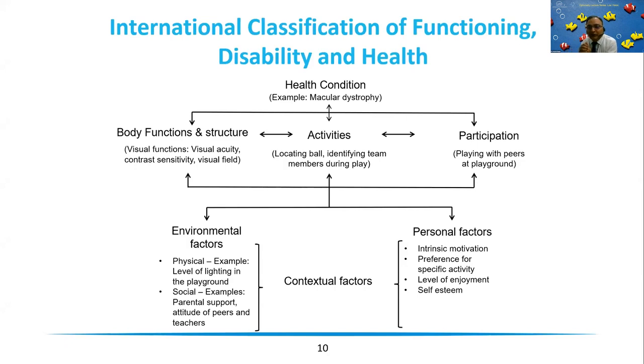So you need to understand what could be the non-visual reasons that can also influence the person's involvement in day-to-day life. And these could be at the personal level, the intrinsic motivation of the individual. Some people may like getting involved in the games, or they may not like it. Similarly, some people may like continuing their education, some people may not. So there may be personal preferences, level of enjoyment, and then personal self-esteem may also be an important component.